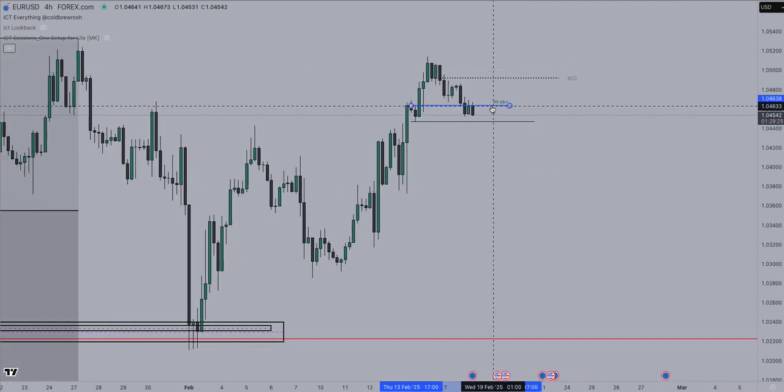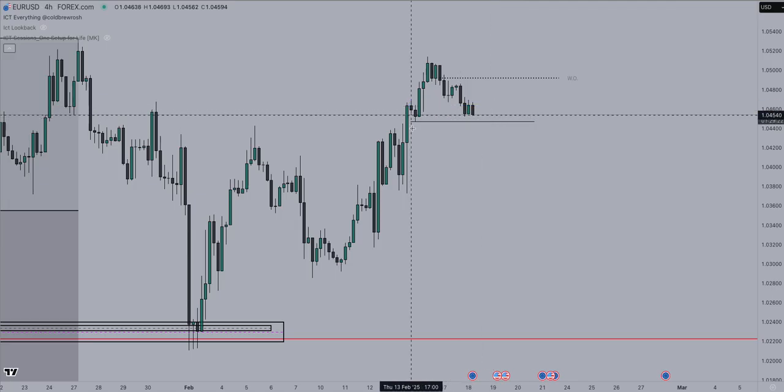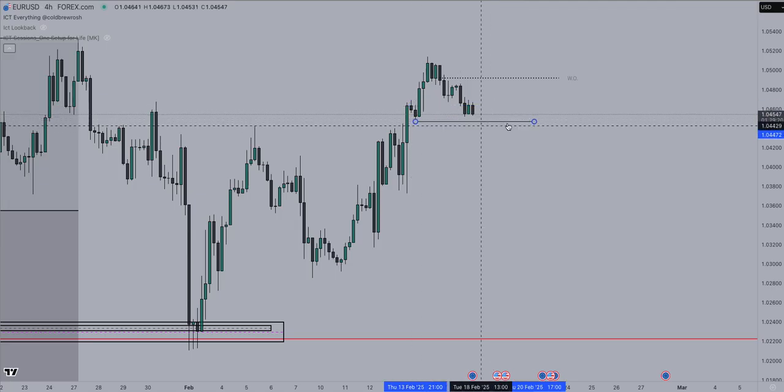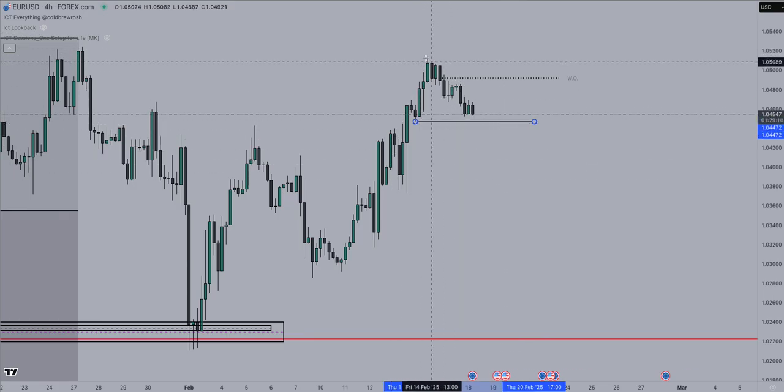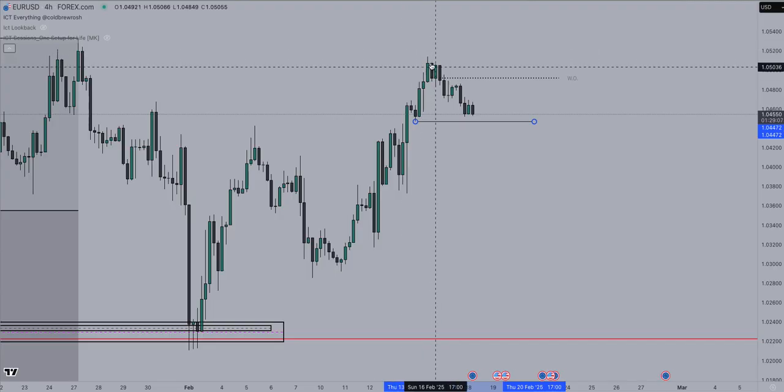We have got, this is that low here. This is that daily low. So we could come down here and then reverse and come up. So this could be a Tuesday low, Wednesday low, and then head back up to last week's high.